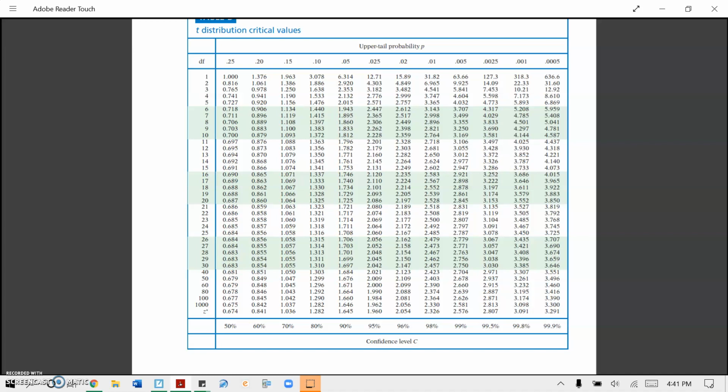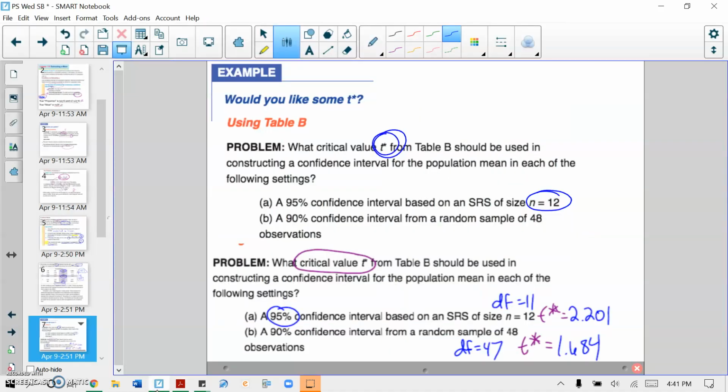Okay, so pretty much anything over 30 kind of gets tricky there. Okay. All right.